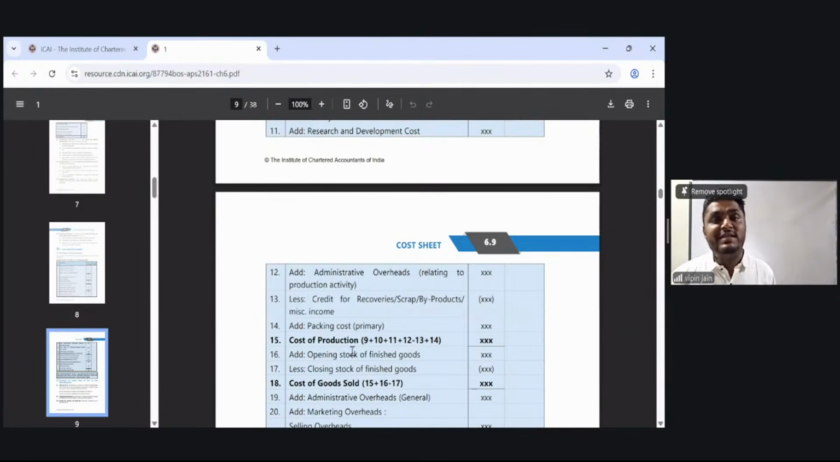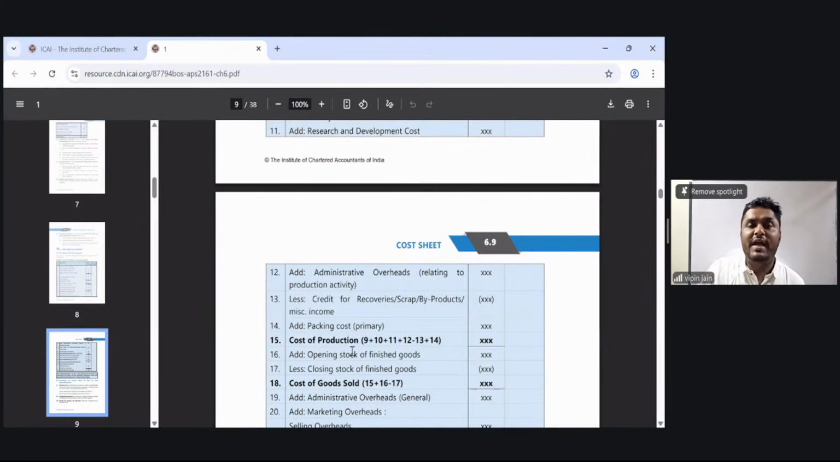Now, suppose interest cost is given in the question. It is to be shown separately after selling and distribution cost. I repeat again, guys, very important. Do make a note of it. If interest cost or finance cost is given, after adding selling and distribution cost, we will add interest cost or finance cost separately, and this is how we will calculate cost of sales. In cost of sales, we will add markup, that is profit, to calculate the estimated sales amount. So this is a brief about the format of the cost sheet.